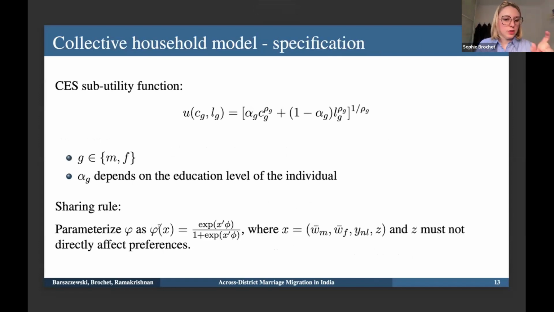Here, we are going to think in terms of a proportion. And we will parameterize it as a logit type function that depends on the same variables as phi. So WM bar, WF bar, YNL, and Z. And we can convert one to the other, but to estimate the model, we're going to deal with this function. And those are Z's that I didn't explain so much before. So again, these are variables that are called distribution factors, and they have to impact the sharing rule varphi and how resources are shared, but they must not directly affect preferences. And this is what allows us to estimate the model.